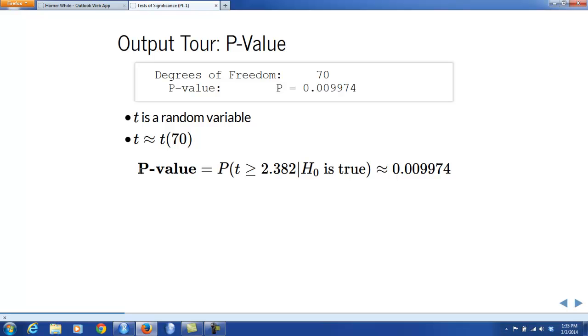In this type of test, a one-sided greater than test, the p-value is the probability of getting a test statistic at least as big as the one we got if the null hypothesis is true. That vertical line should be read as if, or given that. So once again in words, we're looking at the probability that T is at least 2.382, given that the null hypothesis is correct. That probability is said to be about 0.009974. That's pretty small. So if the null is right, the results we have in this study are pretty unlikely.